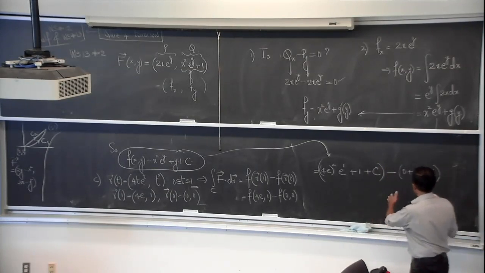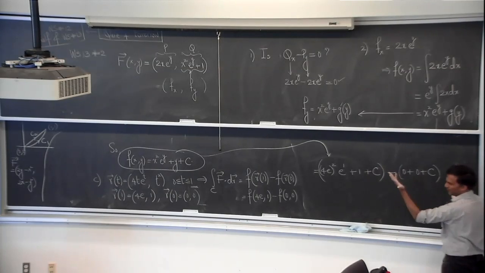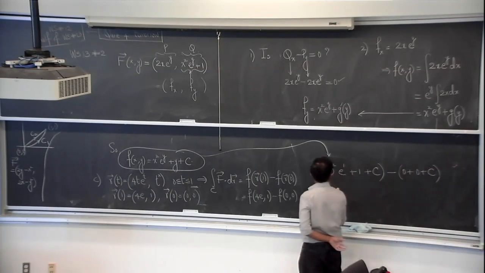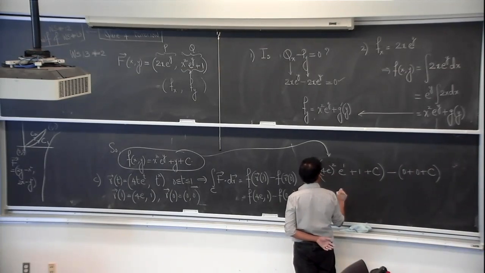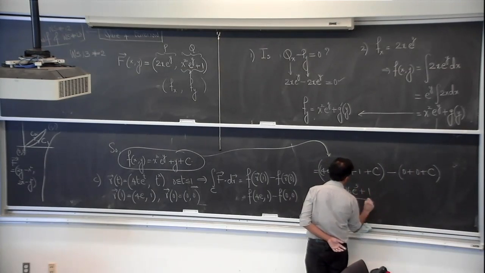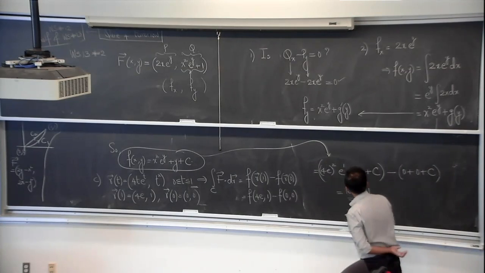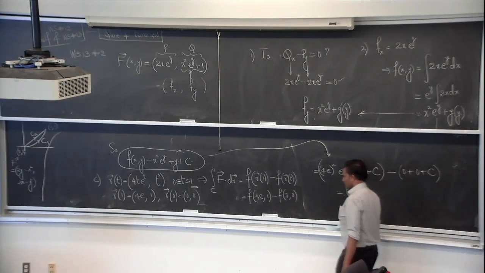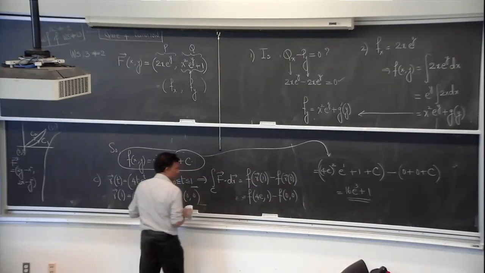Don't assume that this is always going to be 0. It could be something depending on the function, but in this case, it's 0. What is this? 16 e to the power of 3 plus 1. Right? And don't touch that calculator to find e to the 3.